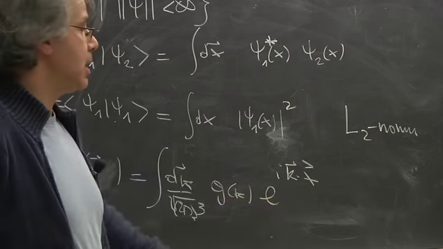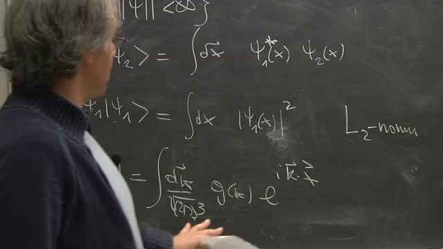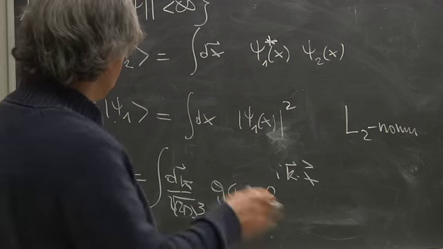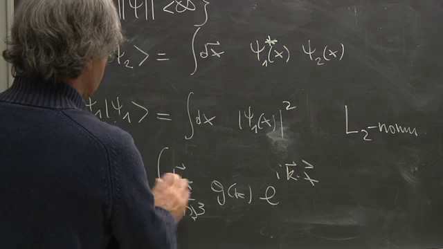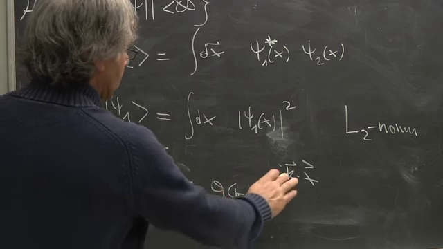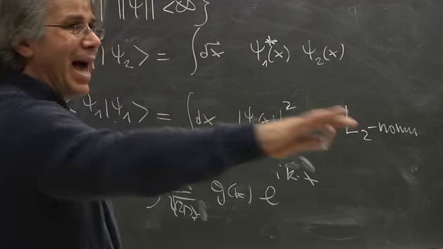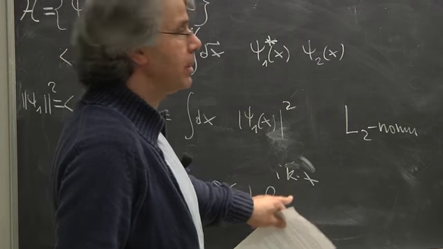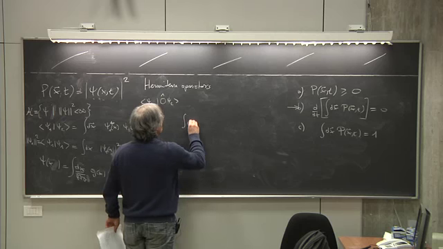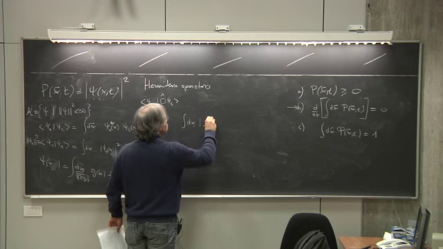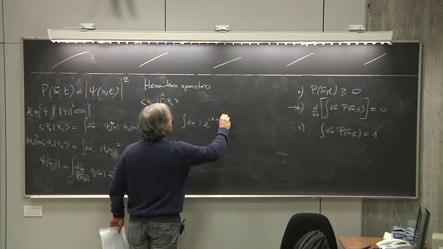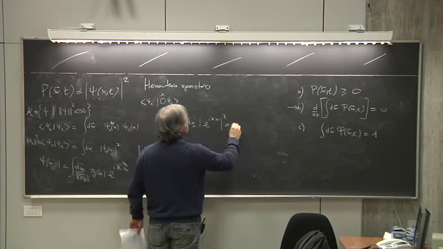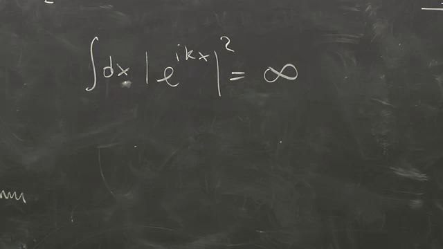Now, what I was saying is this. If you are working in infinite volume, let's do it in 1D. If you are working in the infinite line, this object here is not normalizable, in the sense that the integral over dx of the modulus square of e to the ikx, which is 1, is simply infinity.